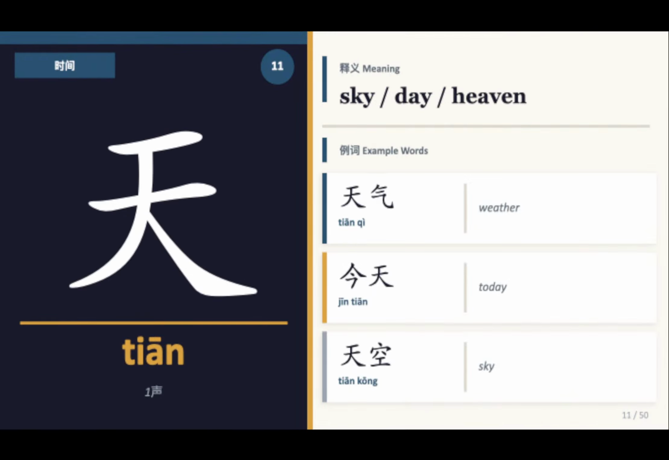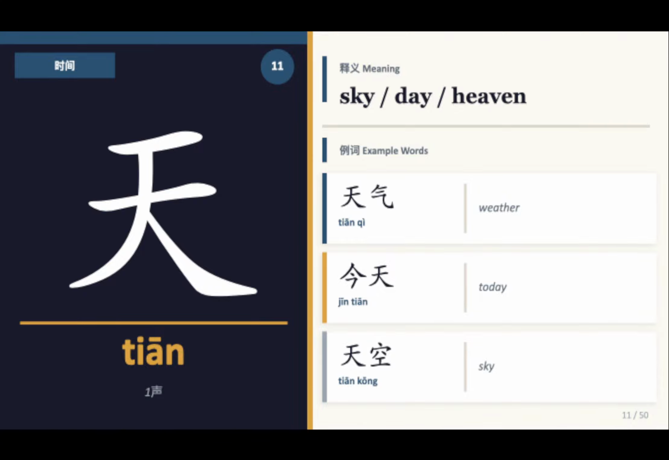OK，下面一个我们有天，刚才我们有写人，那么现在人多了一横，多了两横，不好意思，人多了两横，那就是天。好，it means sky, day, heaven。那么我们有什么词呢？天气 is weather， 天气。今天 is today， 今天。The sky， 天空。空 also means space or empty. So like when you look up into the sky, it's quite empty in a way.